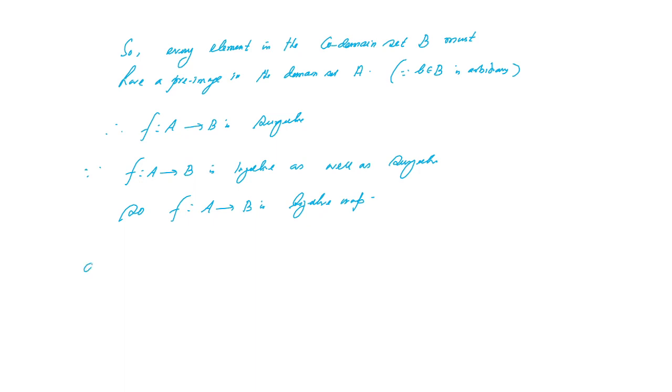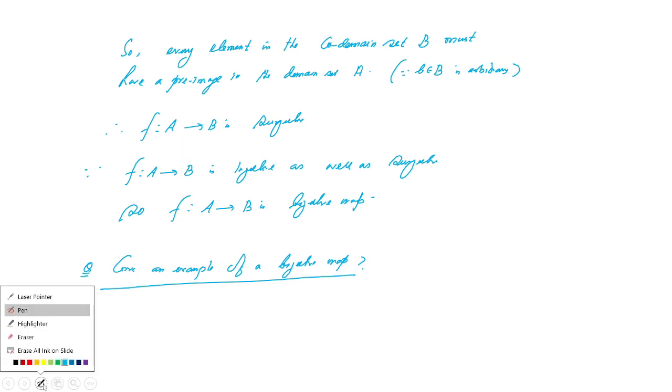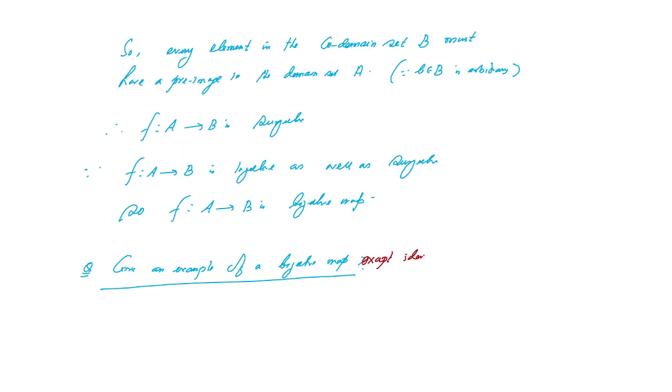Now you have been given an assignment here. Give an example of a bijective map. Okay, the simple question. Except the identity mapping. You have been given, except the identity map.